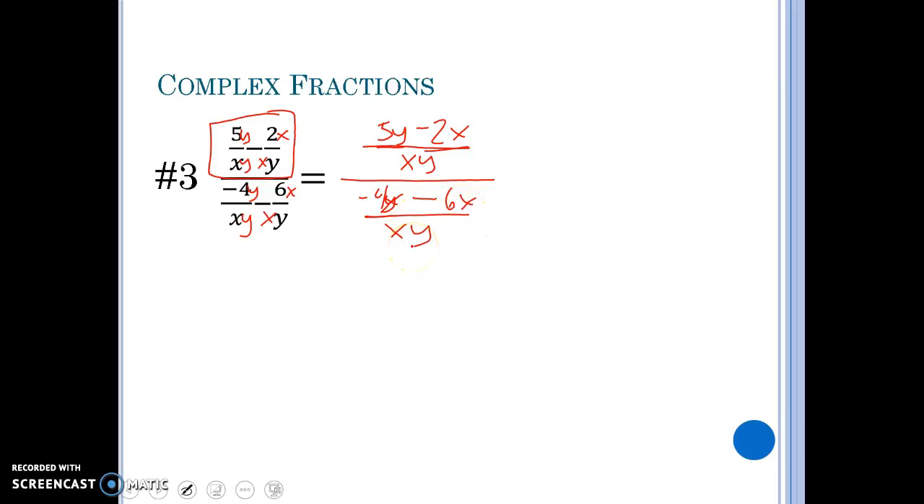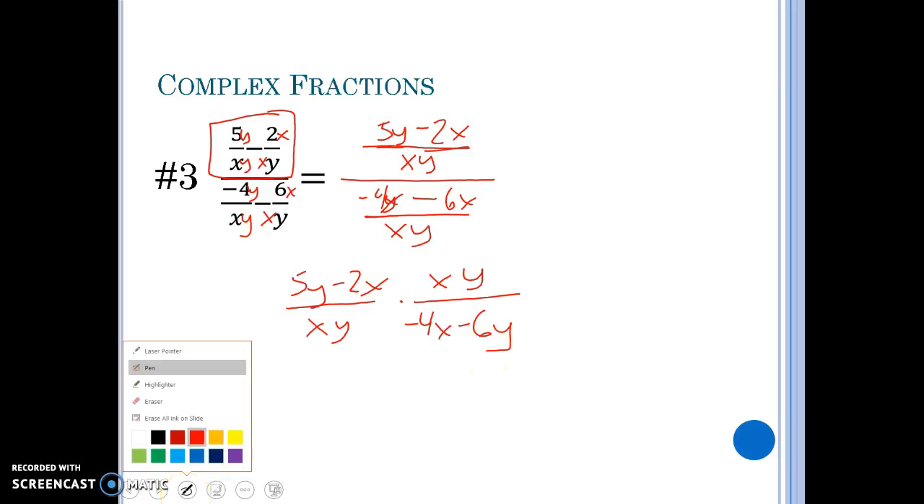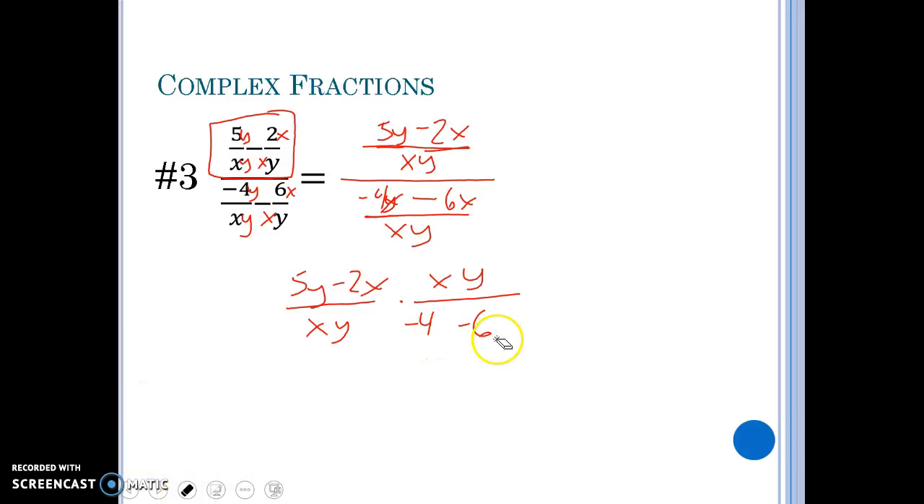Well, that means that I'm going to have 5y minus 2x over xy divided by the denominator. But what I'm going to do is multiply by the reciprocal of the bottom fraction. So it's minus 4x minus 6y. Oops, I mixed those around. Let me fix that here before I go on. This is going to be a y here and an x here. So this is the y and this is the x.